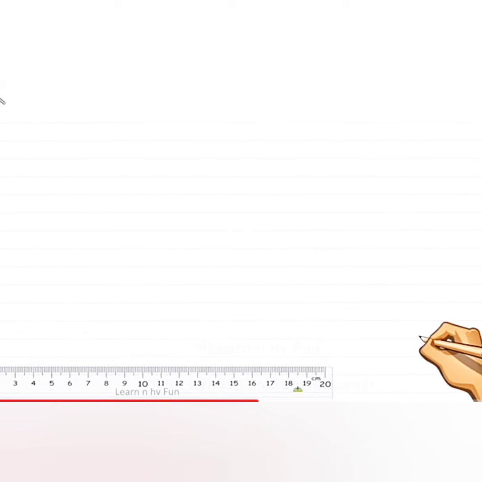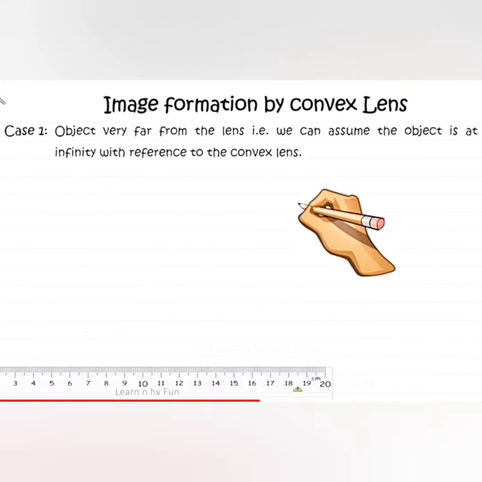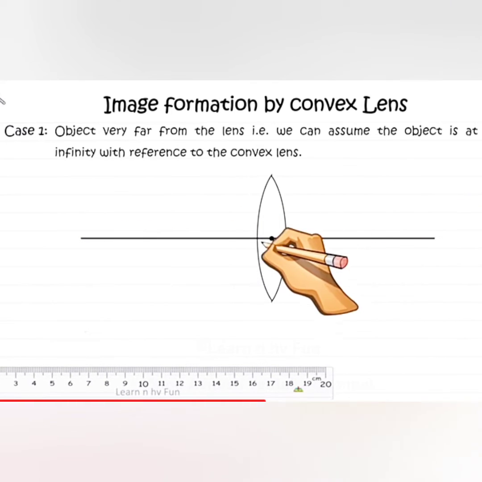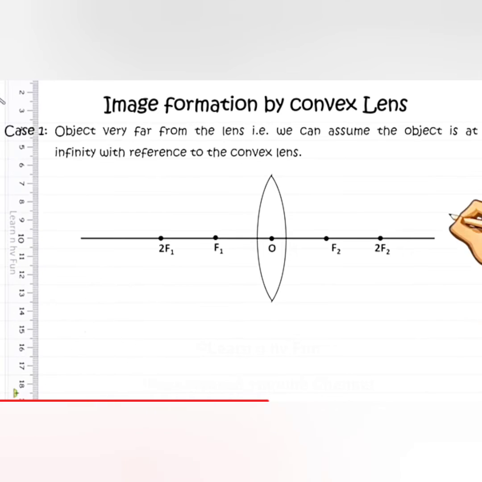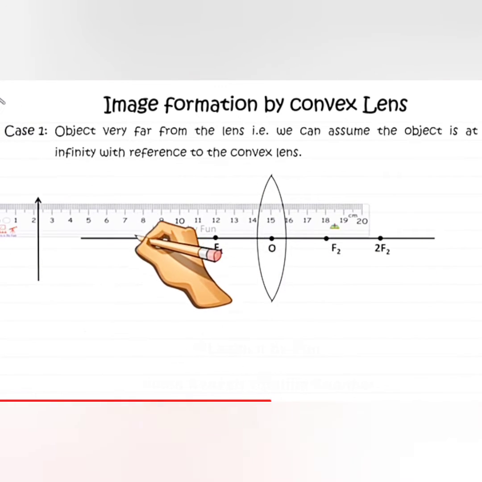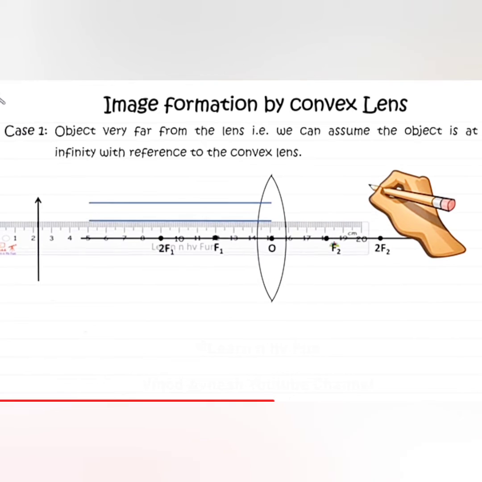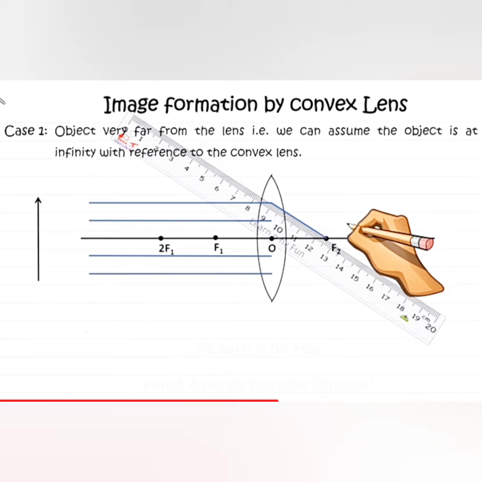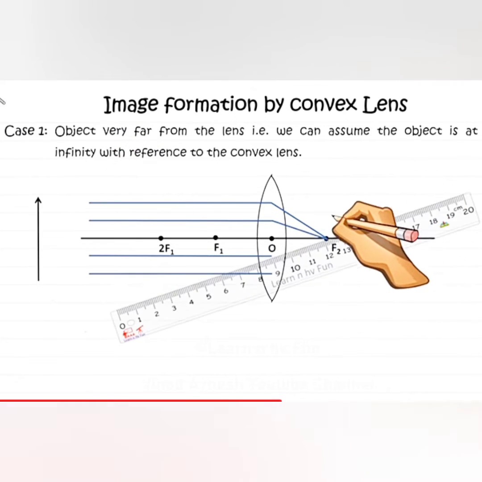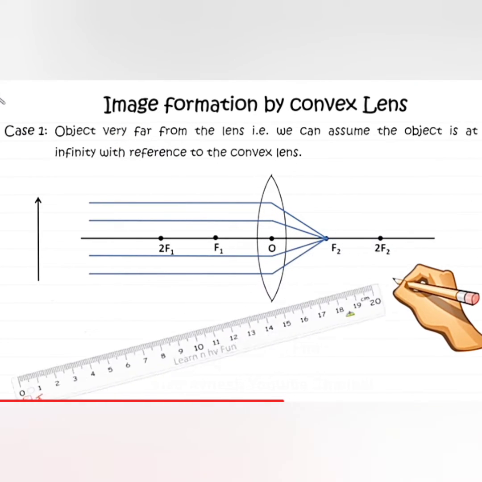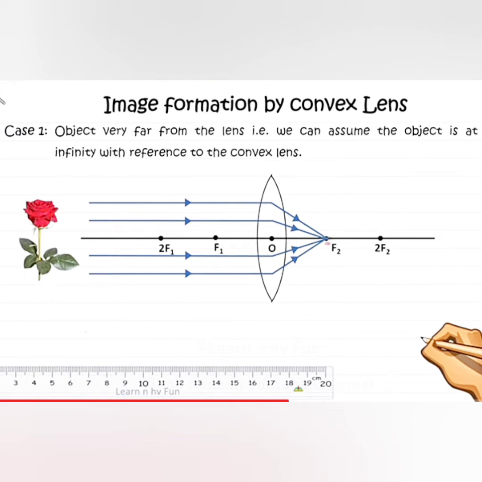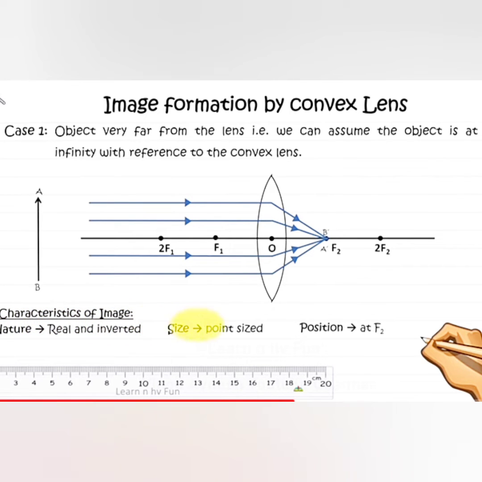Let's study image formation by a convex lens. Case number 1, object very far from the lens. We can assume the object is at infinity with reference to the convex lens. In this figure, you are watching that AB is the object that is very far from 2F, that means the center of curvature. According to rule number 1, a ray parallel to the principal axis, after refraction from the convex lens, will pass through the principal focus. Here all points meet at F2.